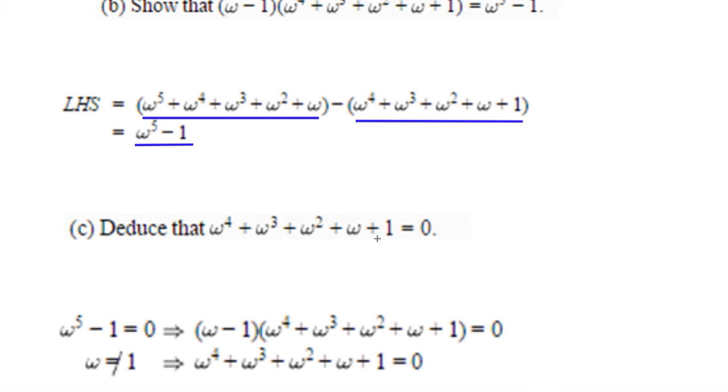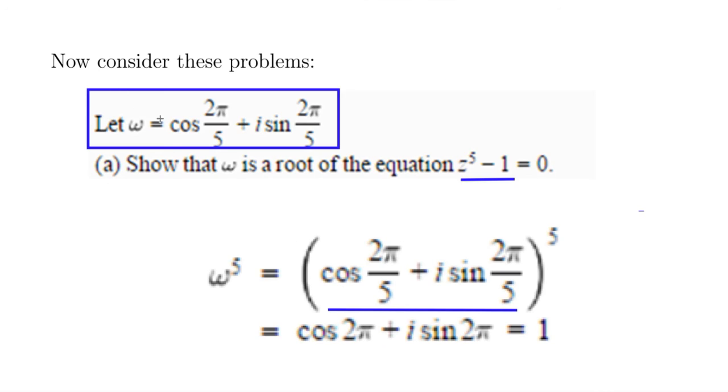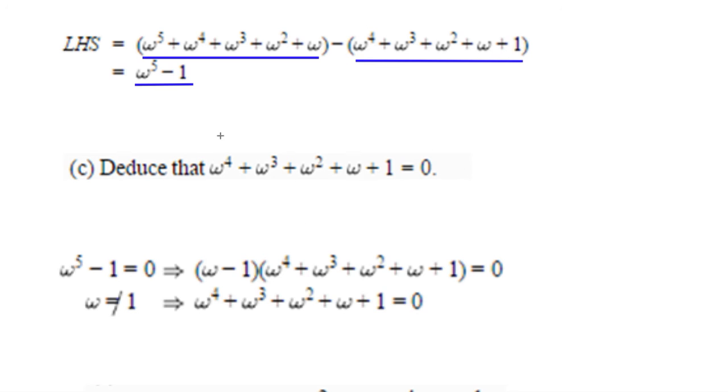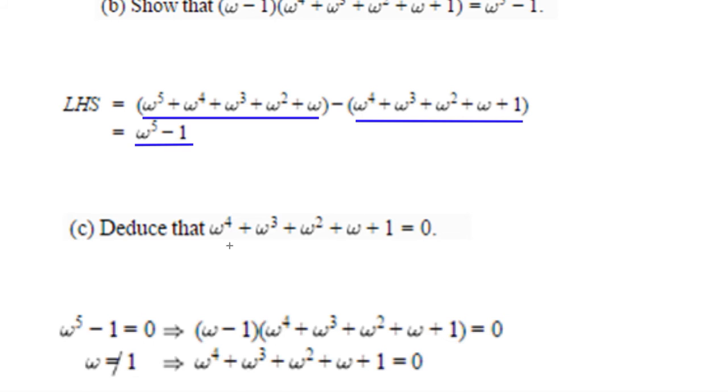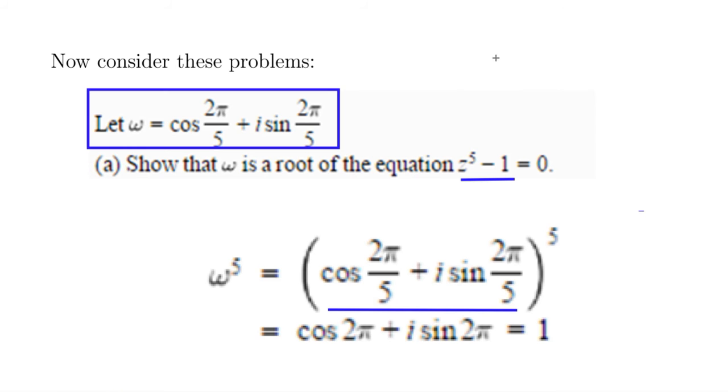So it's saying, is there a way you can deduce that? Well, there's many ways you can deduce that. Technically, you could find omega squared, cubed, 4, 5, use De Moivre's theorem, add them all up and show. But another way of doing it is we could utilize some of the algebra we have here. We know that omega 5 is 1.